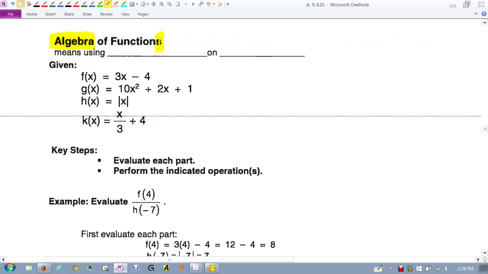We have 4 algebraic operations. We call them the arithmetic of functions: plus, minus, multiply, divide, right? Add, subtract, multiply, divide. So this thing up here, algebra of functions, means using arithmetic on functions. Arithmetic meaning plus, minus, multiply, divide.